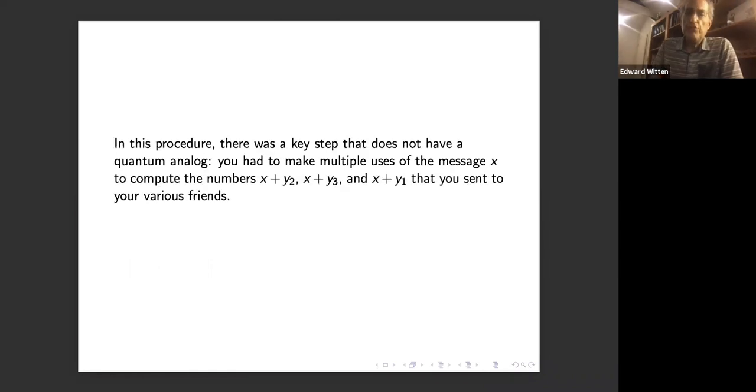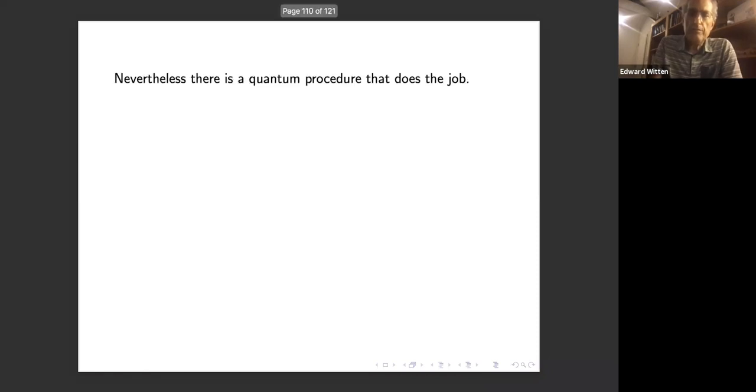Now, in this procedure, there was a key step that doesn't have a quantum analog. You had to make multiple uses of the message X to compute the numbers X plus Y2, X plus Y3, and X plus Y1 that you sent to your various friends. For example, you might have entered the same number into an adding machine 3 times. Anyway, whatever you did, it can't really be imitated quantum mechanically. But nevertheless, there is a quantum procedure that does the job.